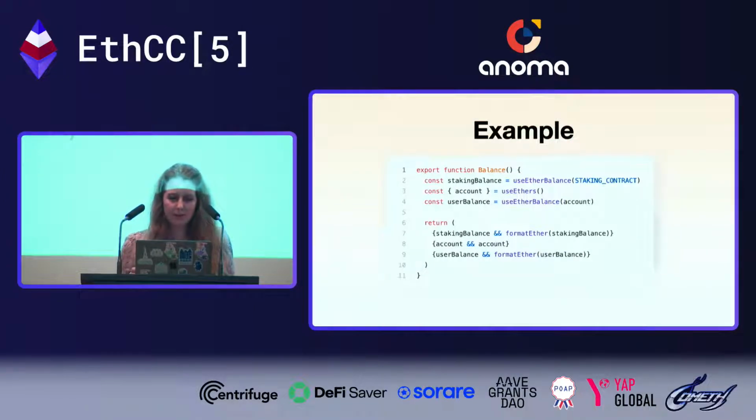Here is another example of how we can use different functions from useDApp. The first one is useEtherBalance, and it returns the Ether balance of the account you pass there. In the second line, we have the staking balance, so it's the staking contract's balance of Ether. It's natural that we would like to see it before we connect our wallet, right? So it should be a read-only call. And another line is we get the currently connected account, and after it's connected, we can get its balance.